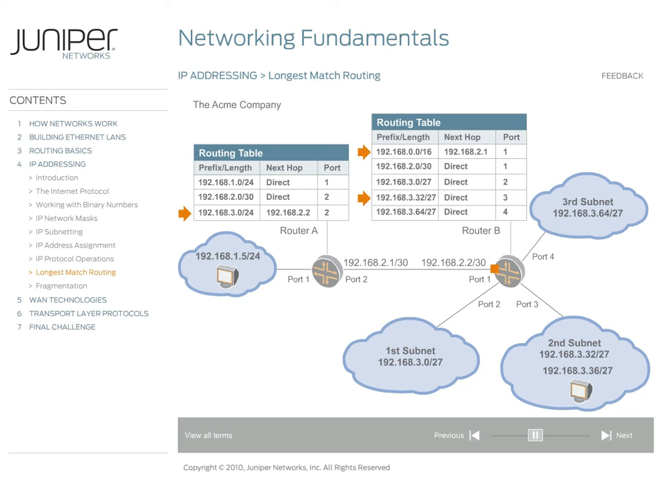In this example, the destination IP address is 192.168.3.36. Although the first and fourth routing entries both match this destination, the router uses the fourth entry to forward the packet because it is the longest match. Host 192.168.3.36 is on the network 192.168.3.32. It might not be so obvious why the first routing table entry matches the destination.